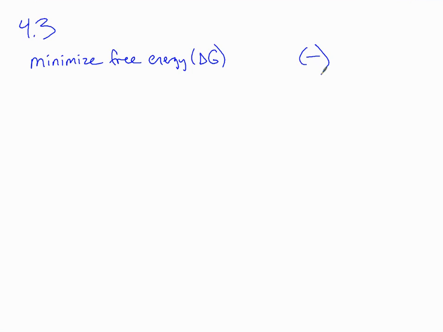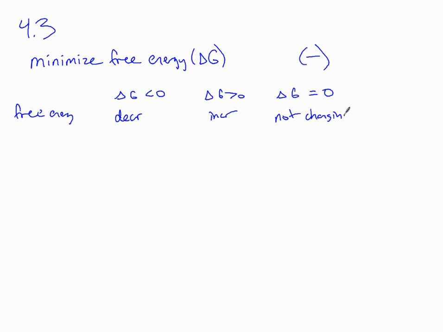And so there's a table here. It says when delta G is less than 0, it's decreasing. When delta G is greater than 0, it's increasing. Nothing really new here. And when it's equal to 0, it's not changing, which means there's no change in free energy. It's probably not even a reaction happening.